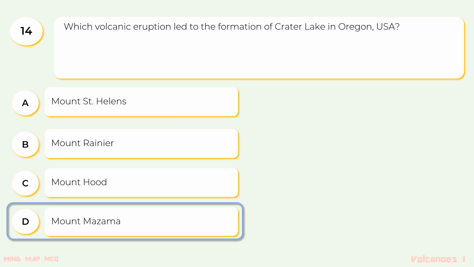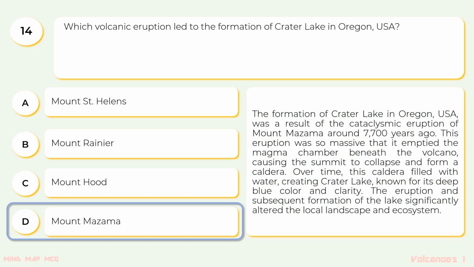Mount Mazama. The formation of Crater Lake in Oregon, USA was a result of a cataclysmic eruption of Mount Mazama around 7,700 years ago. This eruption was so massive that it emptied the magma chamber beneath the volcano, causing the summit to collapse and form a caldera. Over time, this caldera filled with water, creating Crater Lake, known for its deep blue color and clarity. The eruption and the subsequent formation of the lake significantly altered the local landscape and ecosystem.